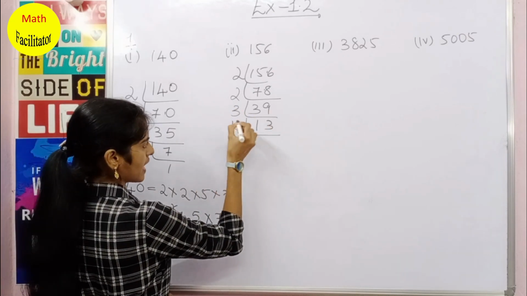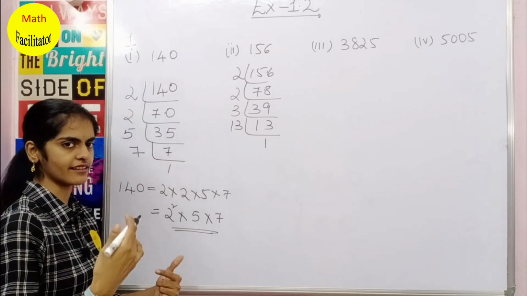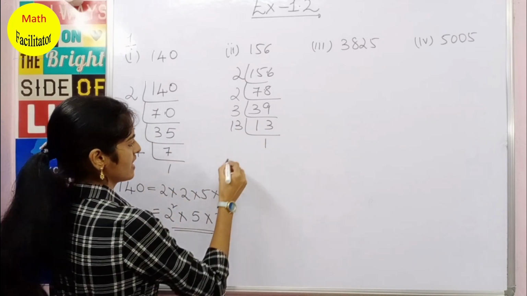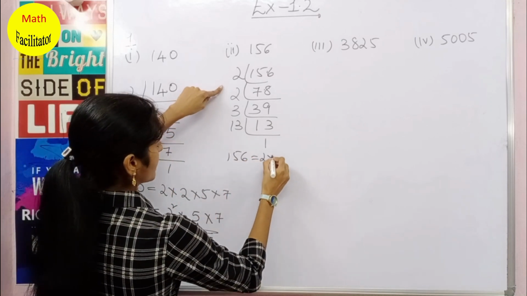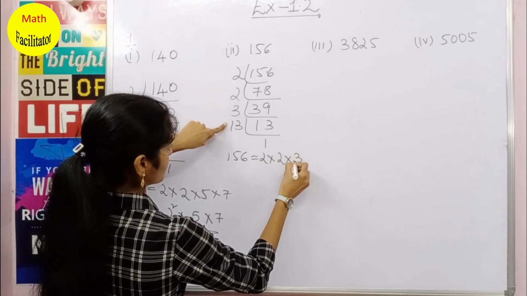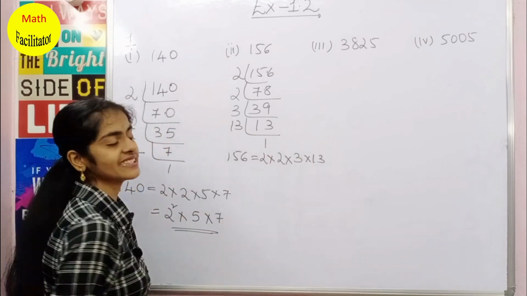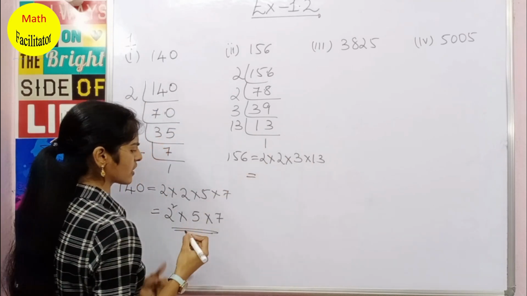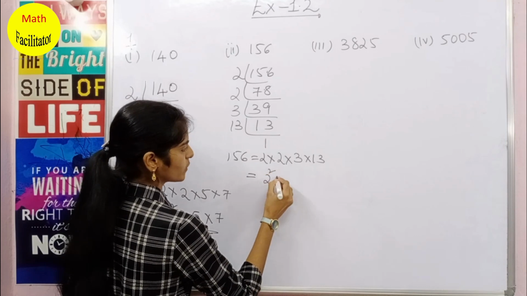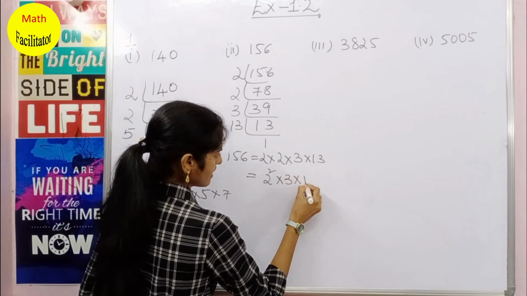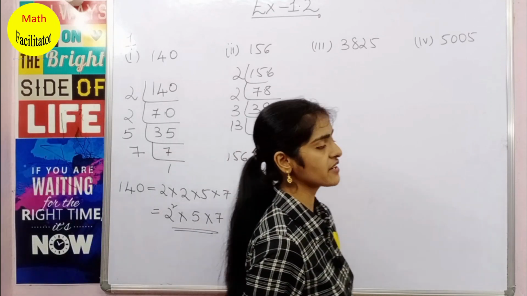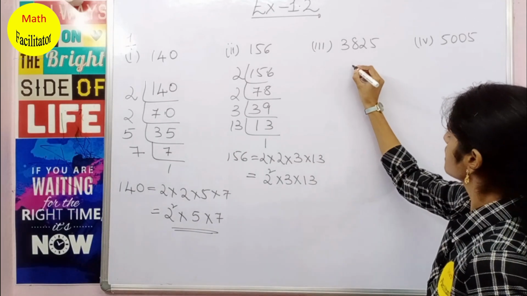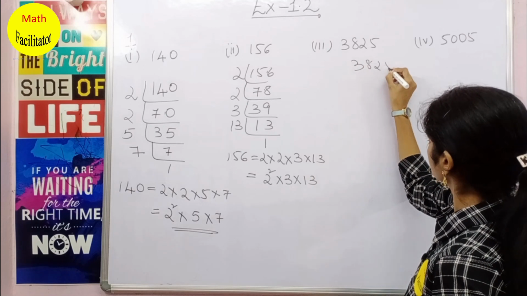Now 13 is a prime number. You can divide it by 13 itself. So 13 1s are 13. Now 156, you are able to express as 2 multiplied by 2 multiplied by 3 multiplied by 13. So the same thing again, you can write in exponential form as 2 square multiplied by 3 multiplied by 13. Okay, so moving on to the next one, you have 3825. So 3825.